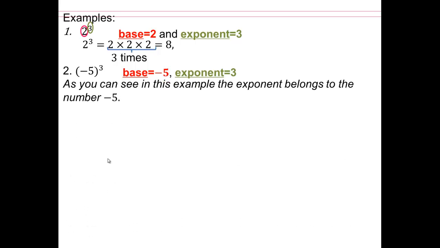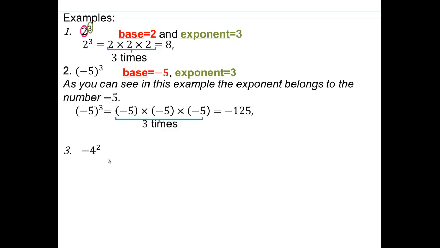So to compute it, it's very, very important to remember how the power 3, the exponent of 3, belongs to the negative 5. So it's negative 5 that's going to get multiplied by itself 3 times. Negative 5 times negative 5 times negative 5, which will give you negative 125.